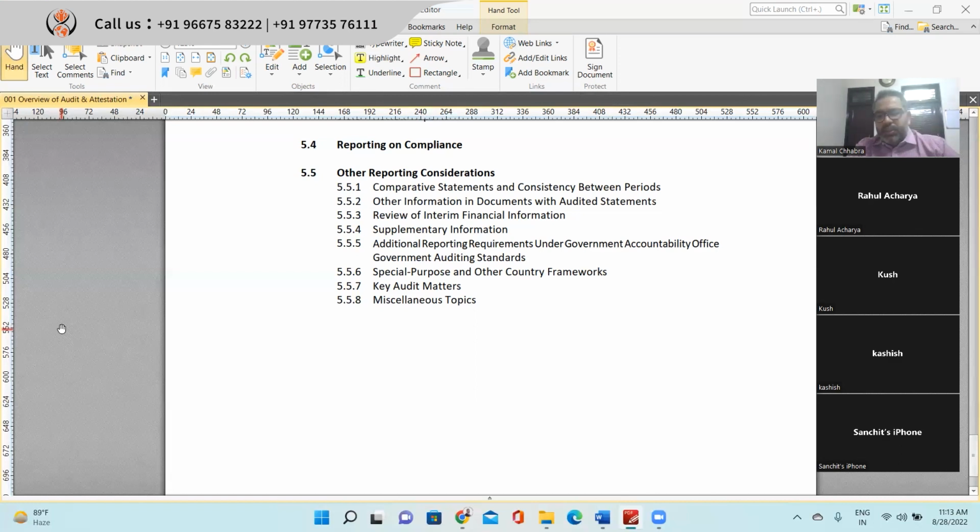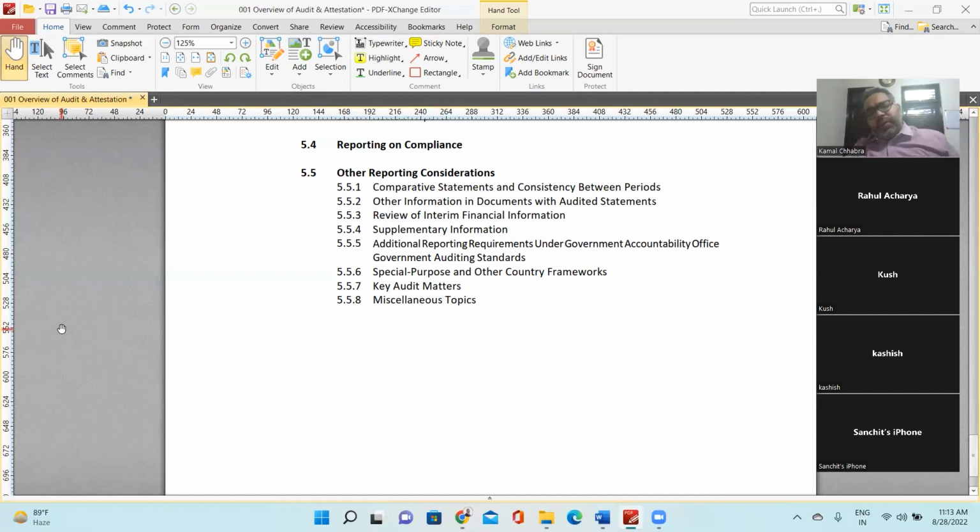And after that, special purpose and other country frameworks, which we discussed earlier, like IFRS financial statements, tax purpose financial statements, contractual purpose financial statements. What are the reporting requirements of such special purpose or other country reporting frameworks, we'll be discussing. Then after that, we have two small topics. Key audit matters, which we discussed in chapter 2 when we assessed the risk. At that point of time, some of the areas we might have assessed as a fraud risk area or significant risk area, or high risk area.